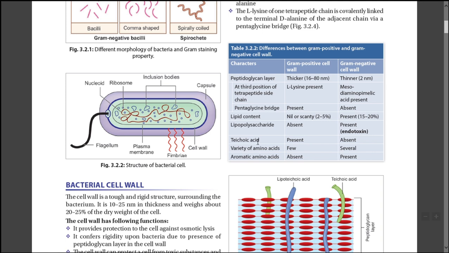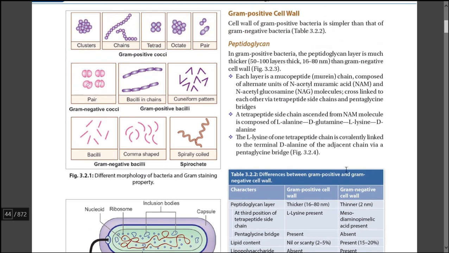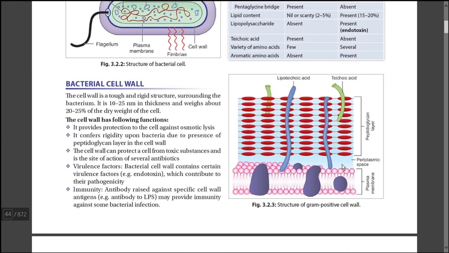Lipopolysaccharide is very less or absent in the gram-positive cell wall, but in the gram-negative cell wall it is present. Teichoic acid is present in the gram-positive cell wall, a very important point, and in the gram-negative cell wall it is absent. Also, aromatic amino acids are absent in the gram-positive cell wall and present in the gram-negative cell wall. Overall the gram-positive cell wall structure is simpler than gram-negative bacteria. Let us see in detail as we proceed.